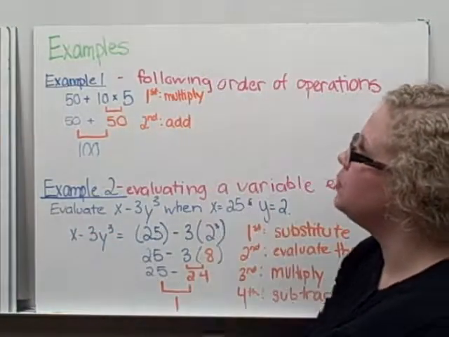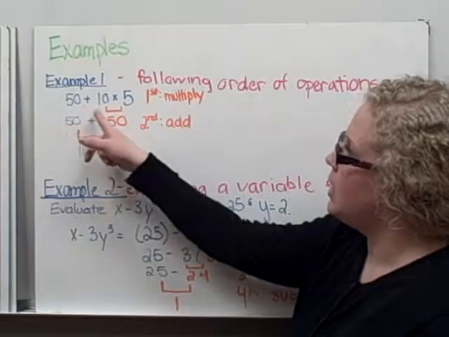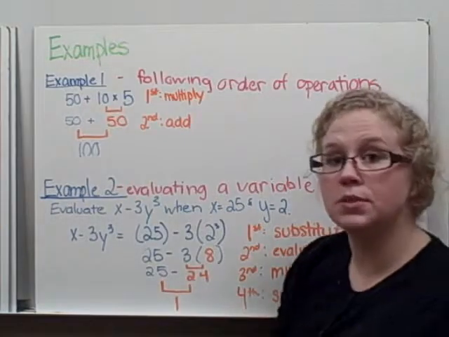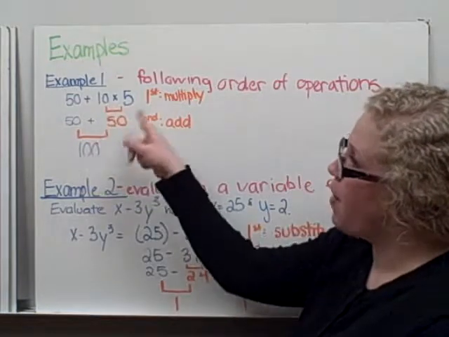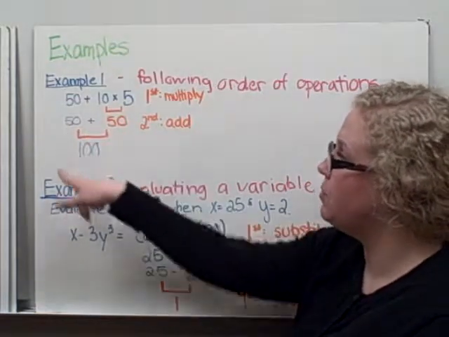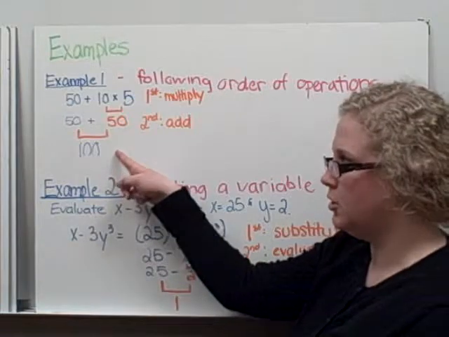In our first example, 50 plus 10 times 5. First thing we do is multiply. Multiply comes before adding. So 10 times 5 is 50. We add 50 with 50 for our answer of 100.